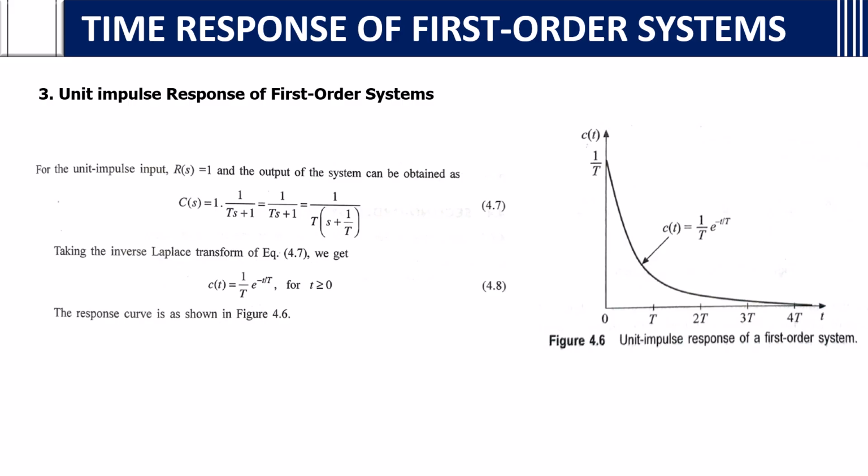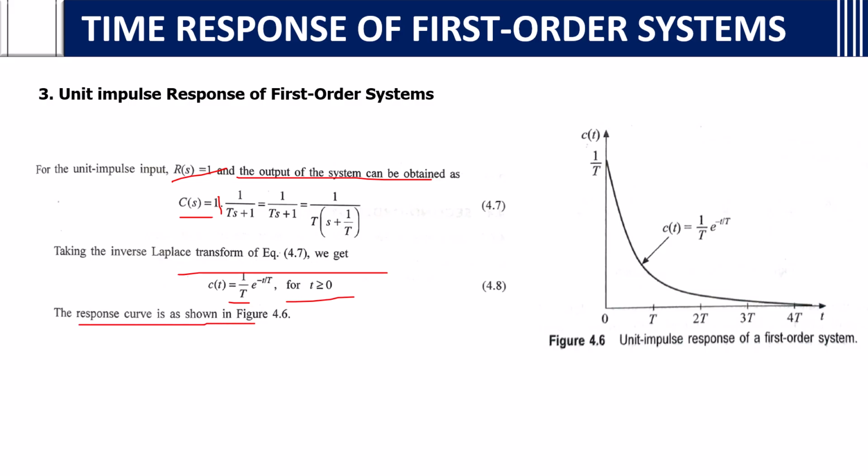Then you have the unit impulse response of a first order system. For the unit impulse input, R of s is equal to 1. The output of the system can be obtained as C of s, in the R of s place you put 1, so you get 1 by (Ts plus 1). If you take T common, you get 1 by T into 1 by (s plus 1 by T). Taking the inverse Laplace transform, 1 by (s plus a) is e power minus at, where a is 1 by T. So c of t is 1 by T e power minus t by T for t greater than or equal to 0. The response curve is as shown in the figure.